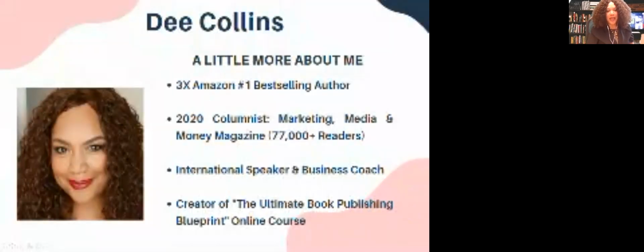A little bit more about me is that I'm a 3-time Amazon #1 bestselling author. I am a 2020 columnist in Marketing, Media, and Money magazine that goes out to over 77,000 plus reach. I'm an international inspirational speaker and business coach, and I am the creator of the Ultimate Book Publishing Blueprint online course. I'm sorry, I think I'm talking so fast that I'm messing up some of the words, but you know what I mean. So let me say that again. I'm the creator of the Ultimate Book Publishing Blueprint online course.